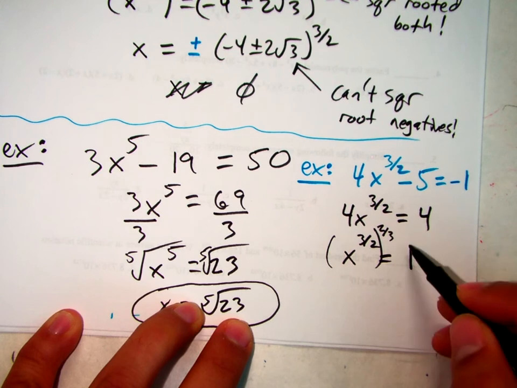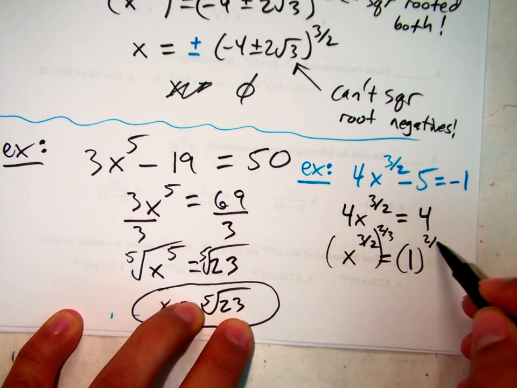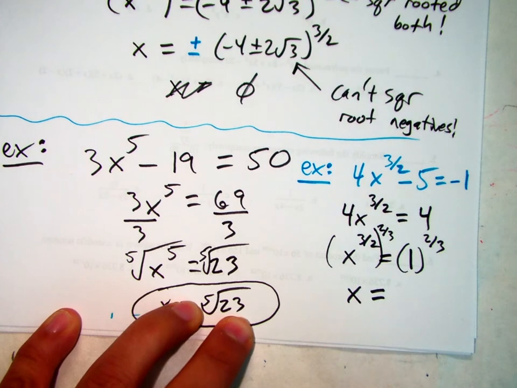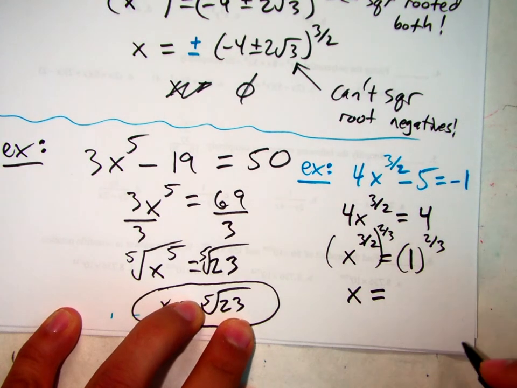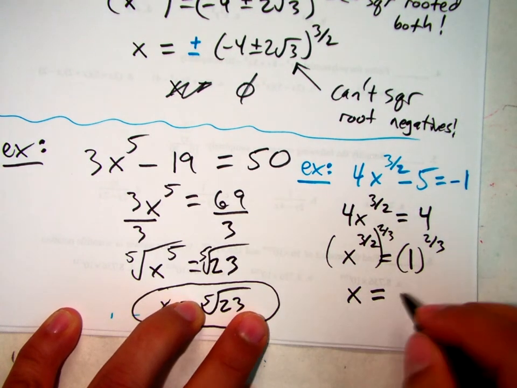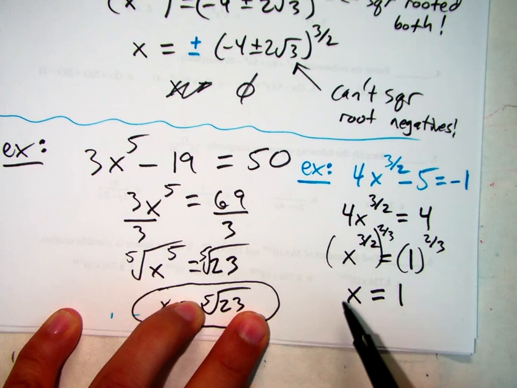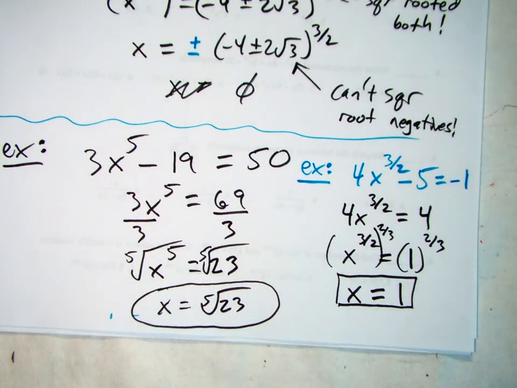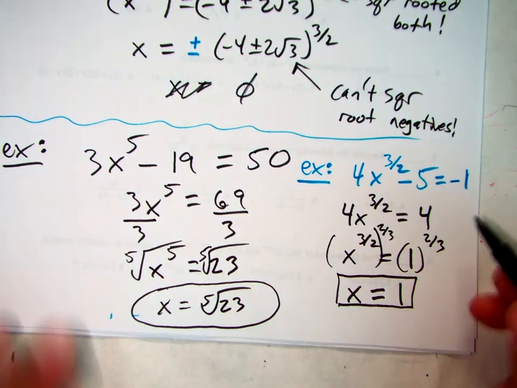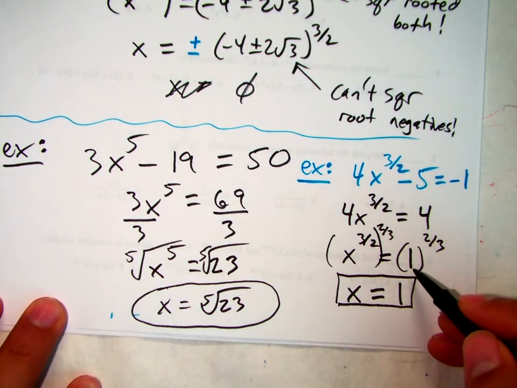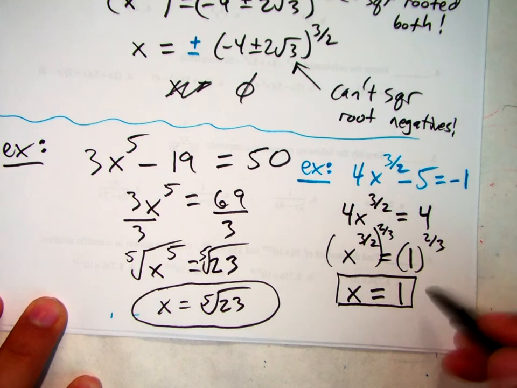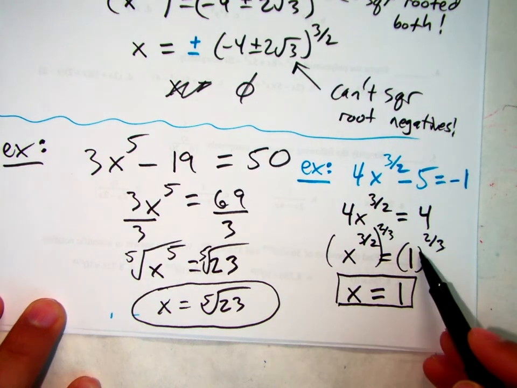Very good. Okay. Well, the answer is close. 1 to the 2/3 is 1. Yay! Because the cube root of 1 is 1, and then you square 1. You still get 1. In fact, 1 to any fraction or any power is going to be 1.